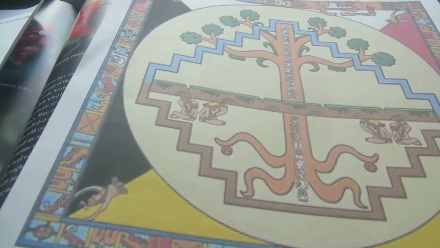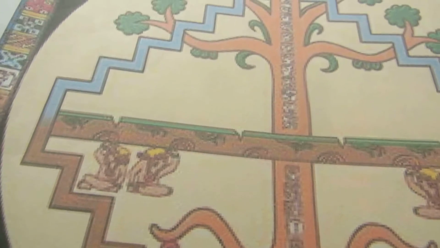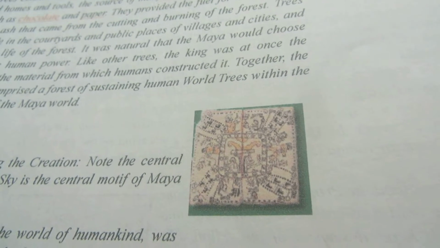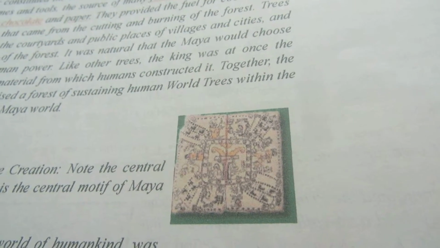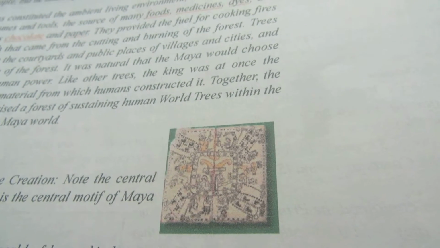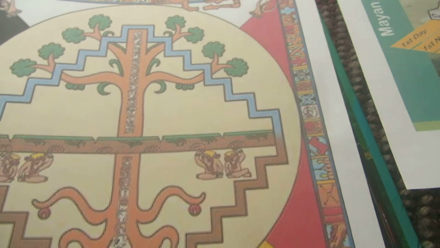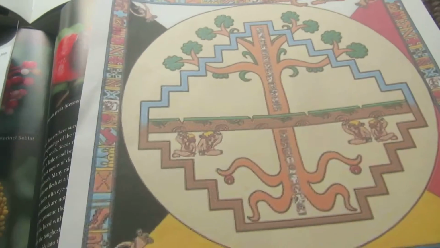So, I'll read the rest of it. Paris Codex, I don't know if I can zoom in. Paris Codex showing the creation. Note the central Ceiba tree creation. Creation of the earth sky is the central motif of the Maya myth religion. The creation of the present world, the world of humankind, was only one act in the eternal cycle of birth, death, and renewal. The cycle of seasons.